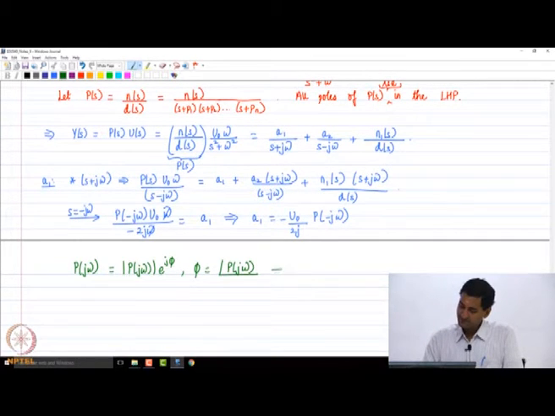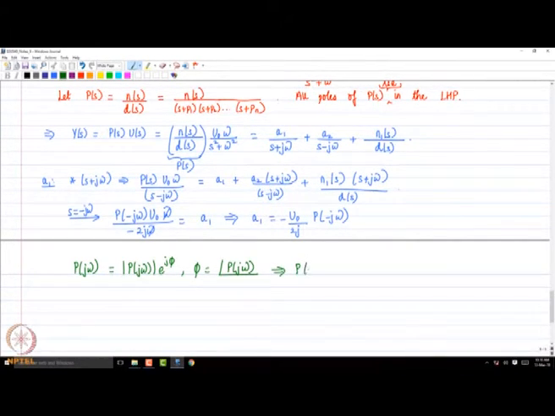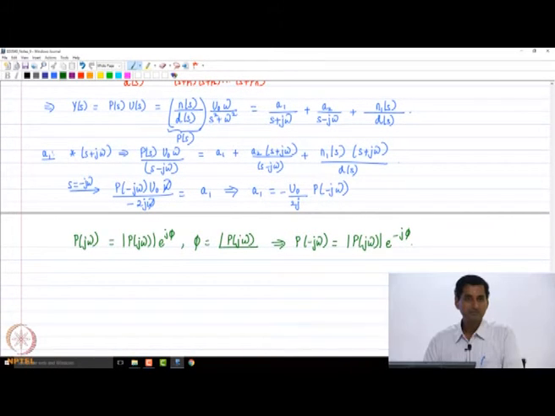So this immediately implies that if I have P of minus j omega, what am I going to have? That is going to be the magnitude of P of j omega e power minus j phi. So the phase just becomes the negative of that of P of j omega. That is the representation which we are going to follow for the complex valued function P of j omega.